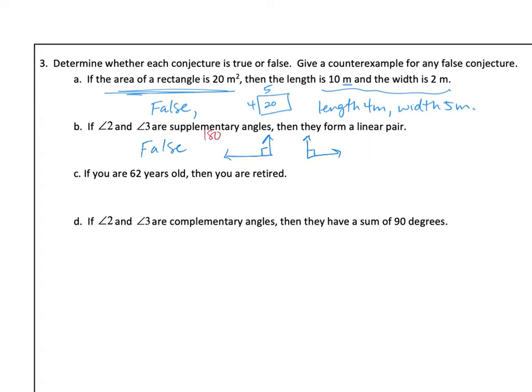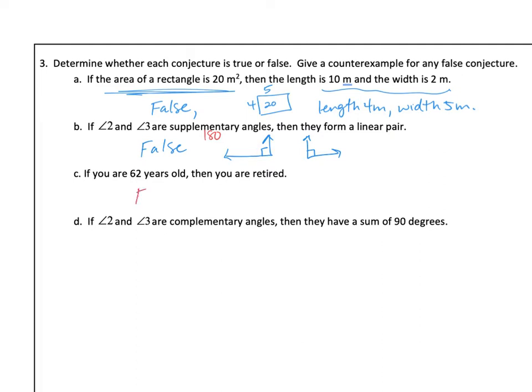But they aren't a linear pair, because remember, linear pairs are a line that's been divided into a pair like this. And mine that I drew with the two 90-degree angles is definitely not a linear pair. So I think false, and I have a counterexample. How about the next one? If you're 62 years old, then you are retired. Can you think of someone who is 62 years old and not retired?